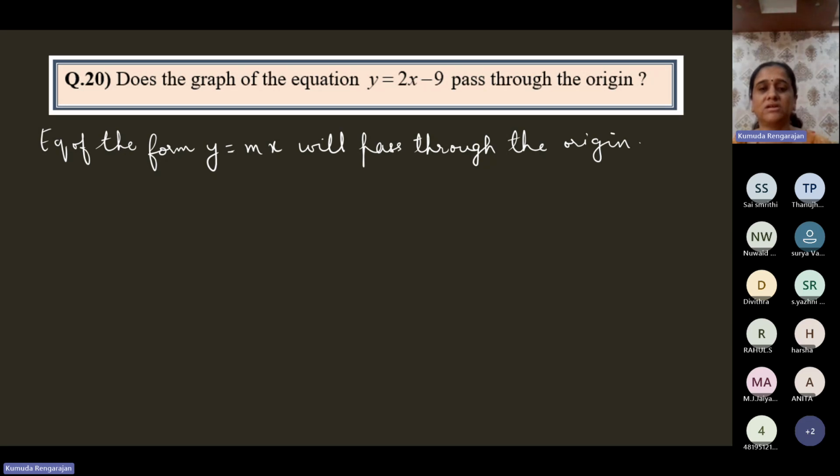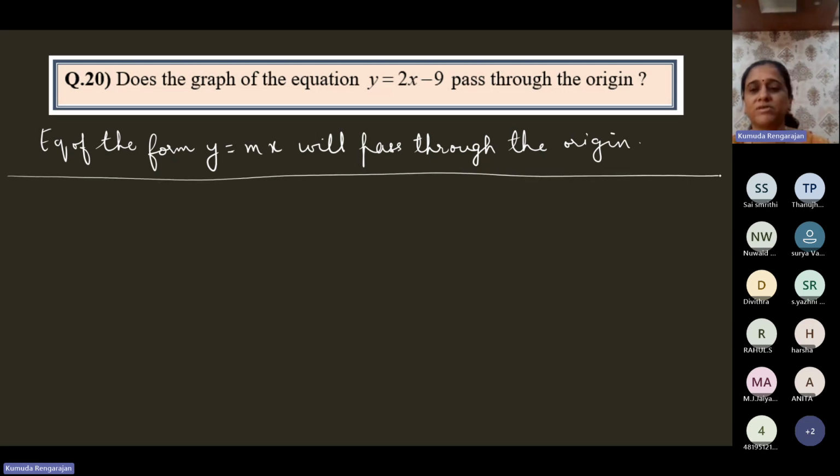Now clearly here we see the constant is 9. Ignore the sign, plus 9, minus 9. The constant is not 0, right? So the graph of this equation will not pass through 0, 0. An equation of the form y is equal to mx will pass through the origin. Now this is not of that form, so it will not pass through the origin. But this is just for your information. You don't have to write this line. Your solution starts from here. This is just a note.